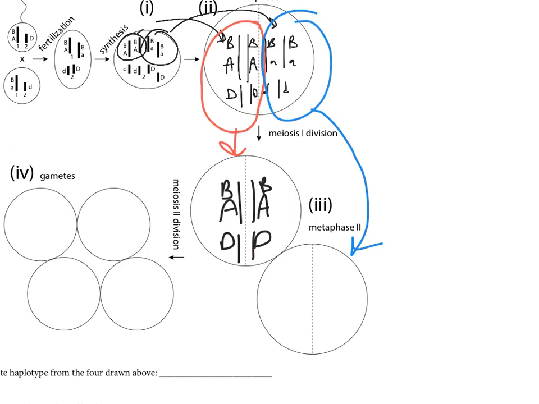So let's finish drawing this out with the capital B, lowercase a, capital B, lowercase a, sister chromatids, and the lowercase d chromatids, sister chromatids, of chromosome 2.